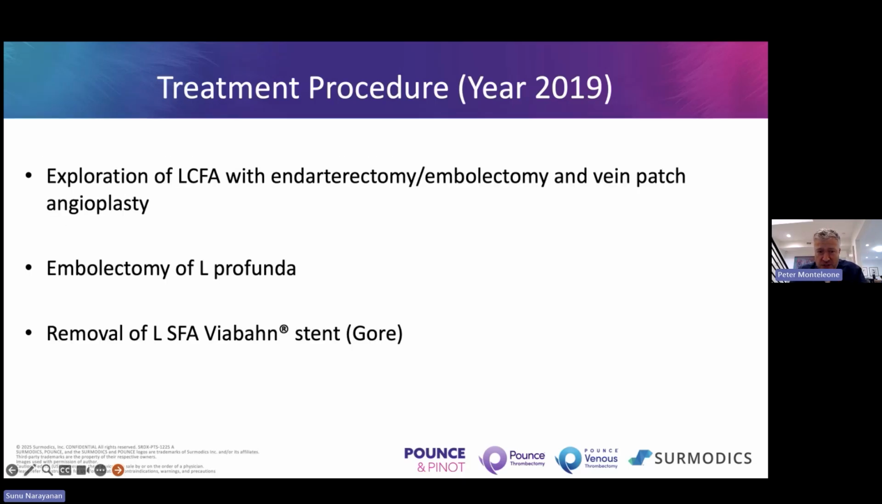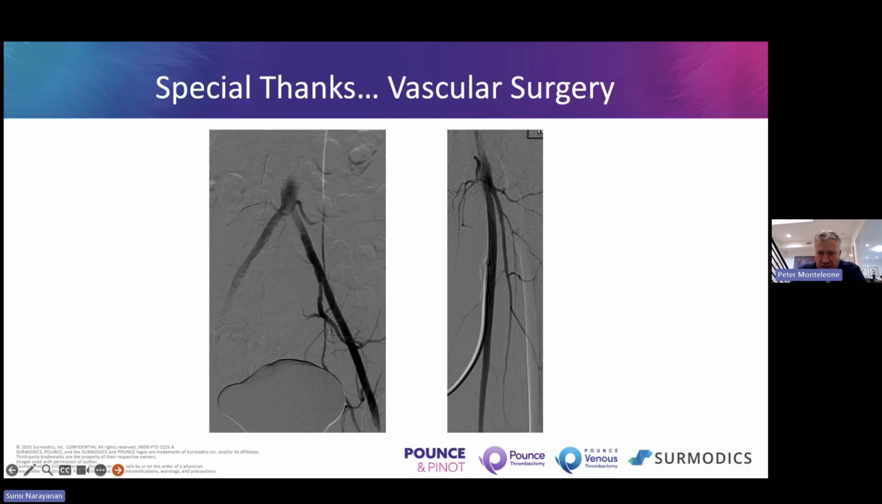Credit to my vascular surgery colleagues. They did a left CFA exploration and then endarterectomy and embolectomy and a vein patch. They actually took that freshly placed Viabahn stent out before it had time to scar into the vessel. They did an embolectomy in the left profunda. On the next slide, you'll see they had a pretty good result, but we ran that risk of turning thrombus, trying to use endovascular tools available in our lab as of 2019. We turned claudication into acute limb ischemia.